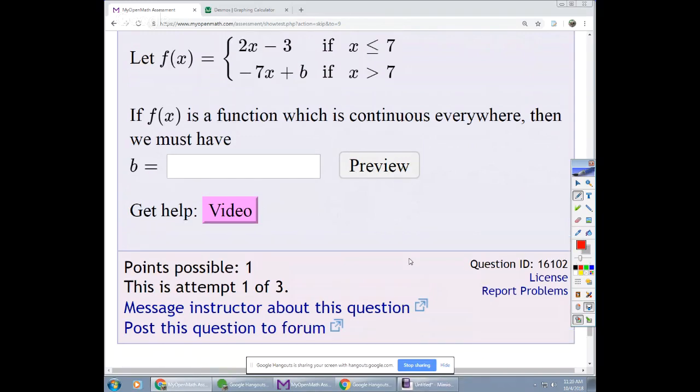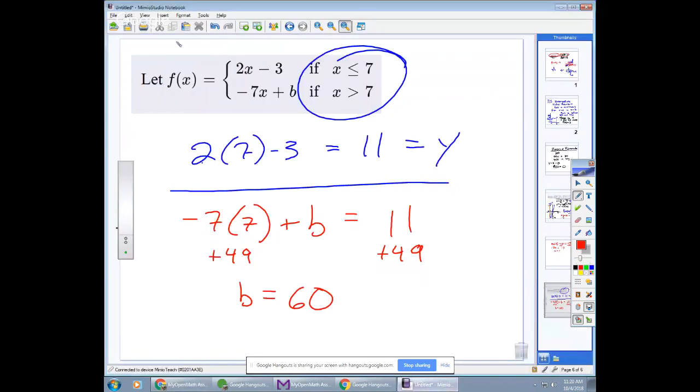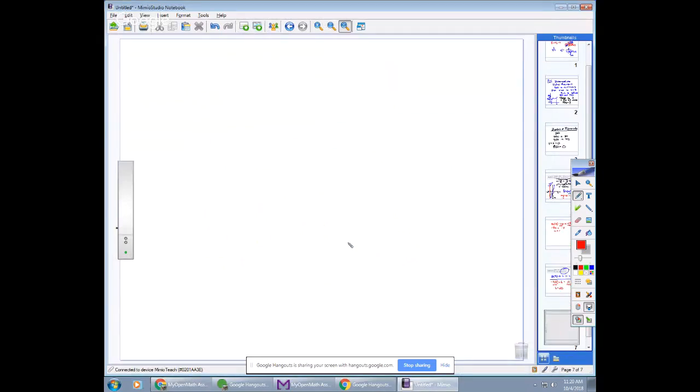All right, moving on. So continuity was the main topic there. Intermediate value theorem was an important side topic. We're going to take a look at section 2.5 now, which is the precise definition of a limit.